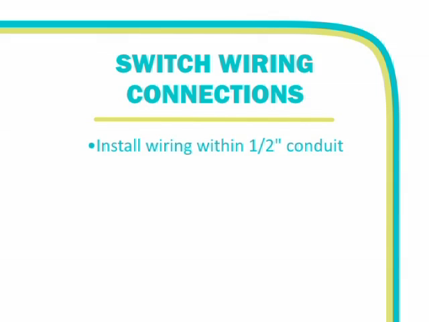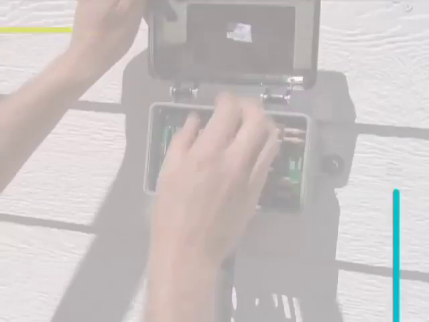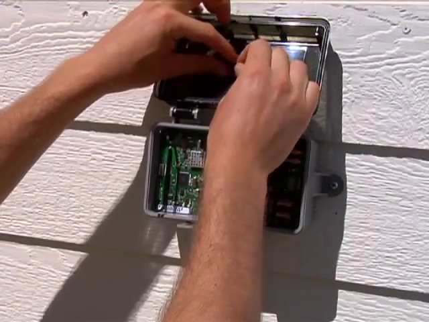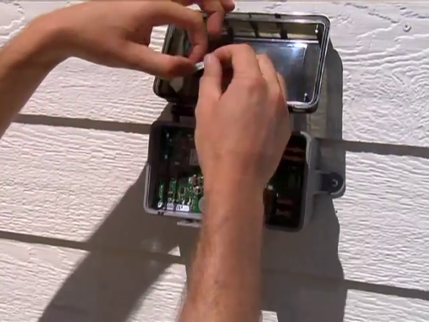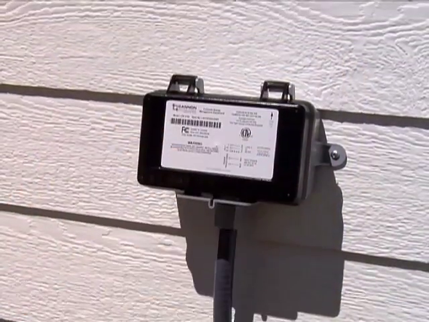Apply electrical power to the switch. If desired, perform a load control test. This process is described later. Record the switch address and other necessary information. Be sure to attach the barcode serial number label to the work order. Close the switch door, secure the latch, and install a utility seal.